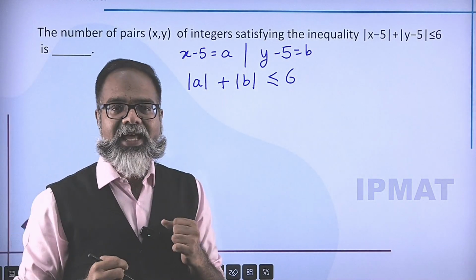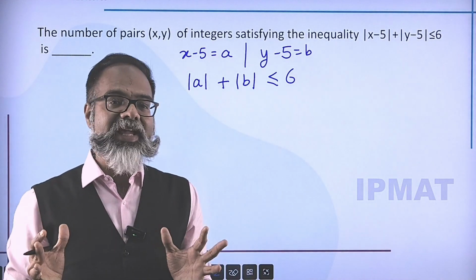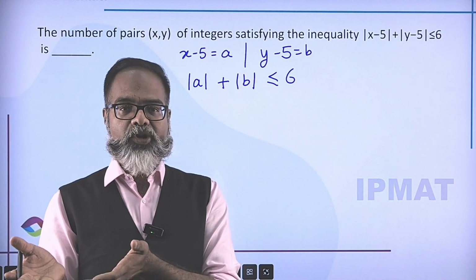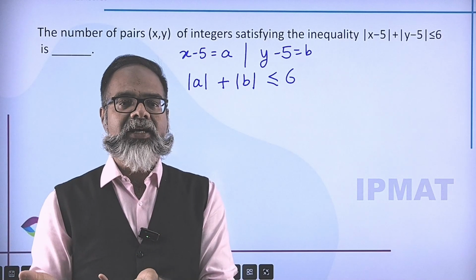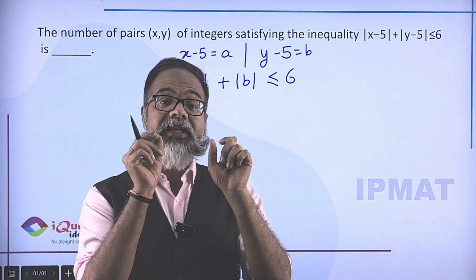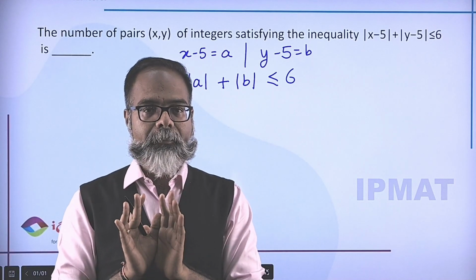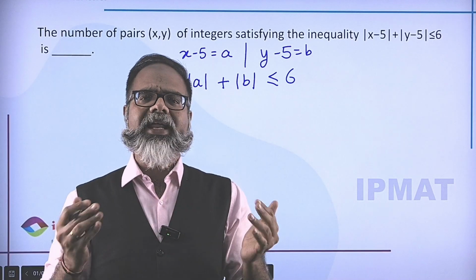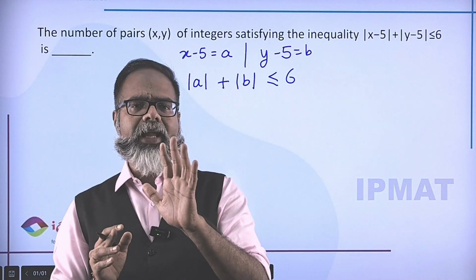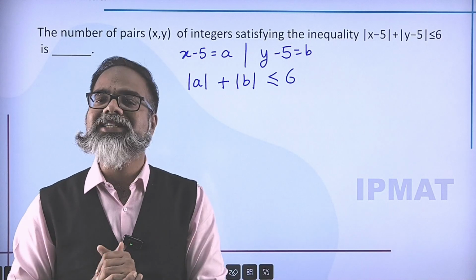Now, how does this help? If I can find values of a and b, for every value of a, there is only going to be one corresponding value of x, right? A plus 5 is x. So whether I say x minus 5 or I say a, I just have to find the number of such numbers. So I can eliminate the minus 5 thingy in my calculation. So let's keep it mod a plus mod b less than or equal to 6.